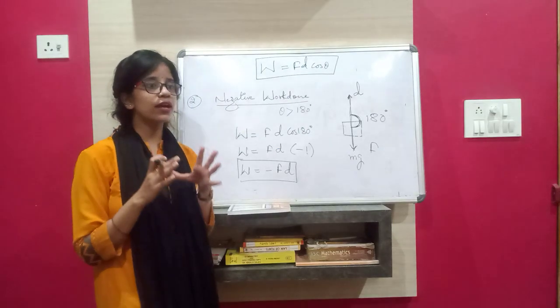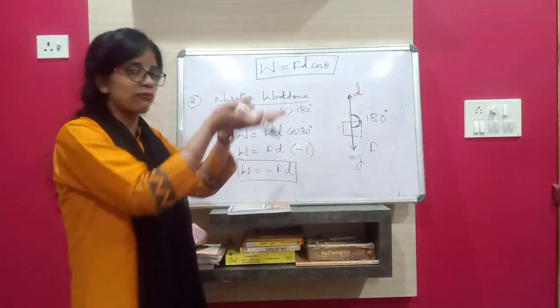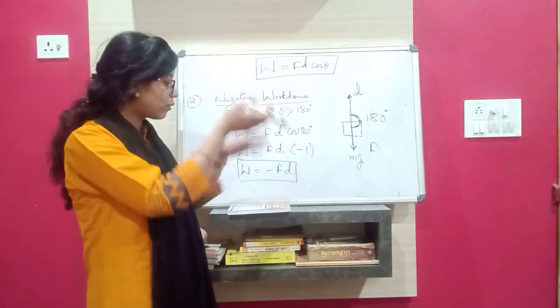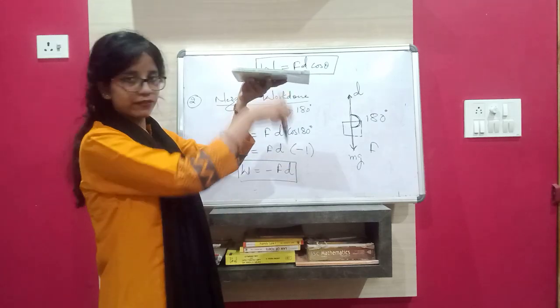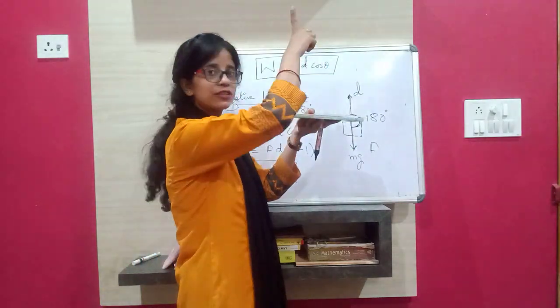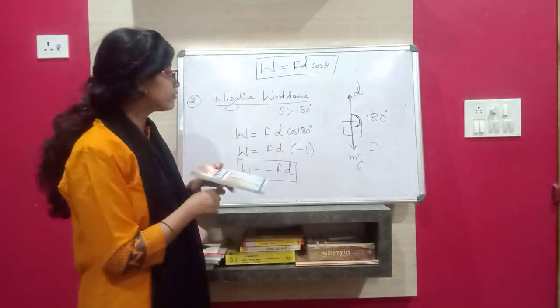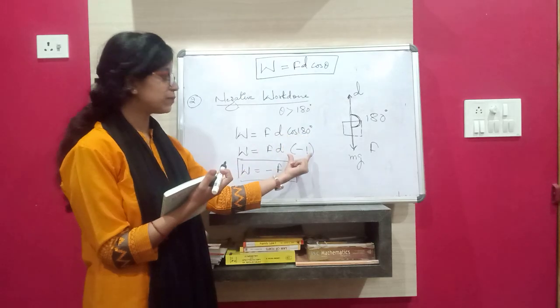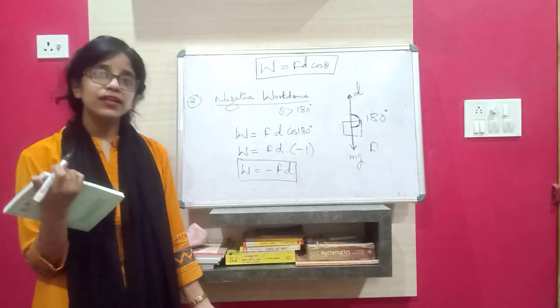So whenever there is a motion against gravity, like a body moving in the upward direction against gravity, why? Because if the body is moving in the upward direction, the gravity is acting downward. That means the force is acting in the downward direction, but the displacement is in the upward direction. So the total angle will be 180, and if the angle is 180, cos 180 will become minus 1, and the work done will be minus F D. It will be negative.